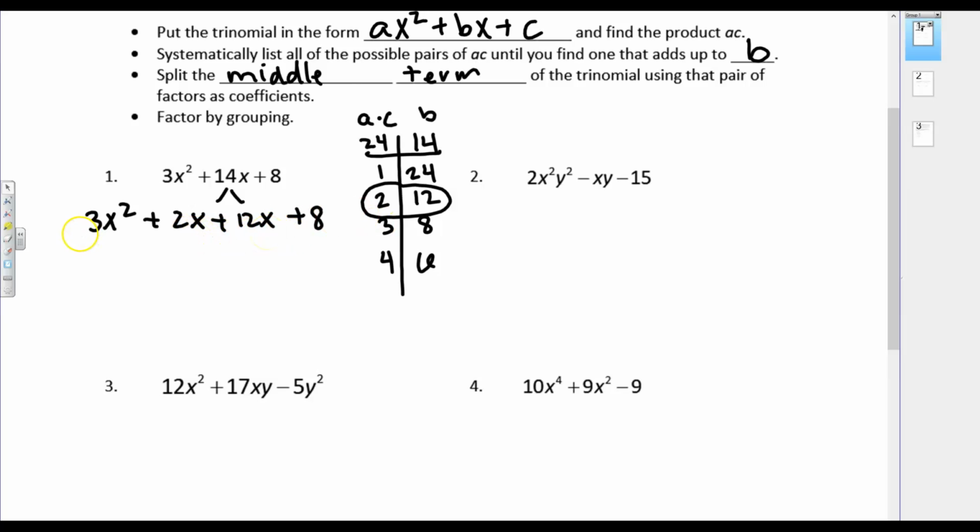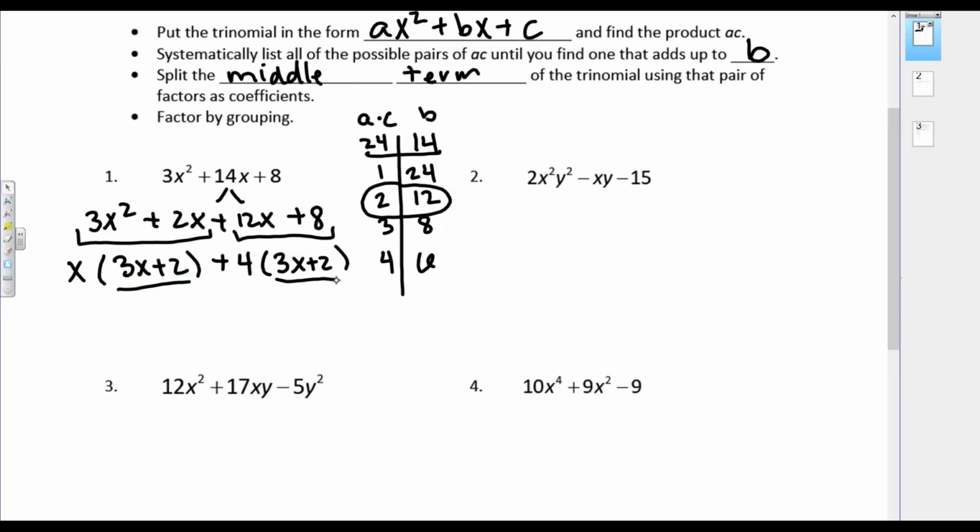And what I'm going to do now is I'm going to group my first two terms and my last two terms, and I'm going to take out a GCF on each of these. My first two terms, the only GCF I have here is an x. So I'm left with 3x plus 2. My last two terms, on the other hand, I can take out a 4. And again, I get 3x plus 2. I'm really happy now because these match, which means now I can factor by grouping. So I'm going to take my 3x plus 2 out front, and what's left behind is x plus 4. And now we're fully factored. So that is how we factor using the AC method.